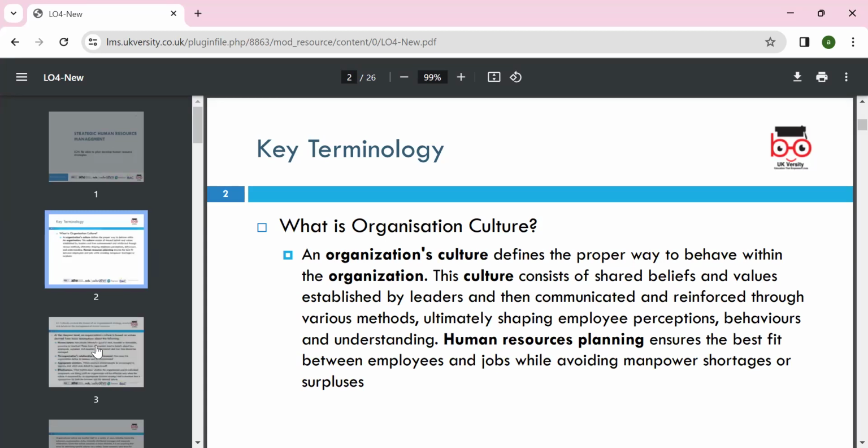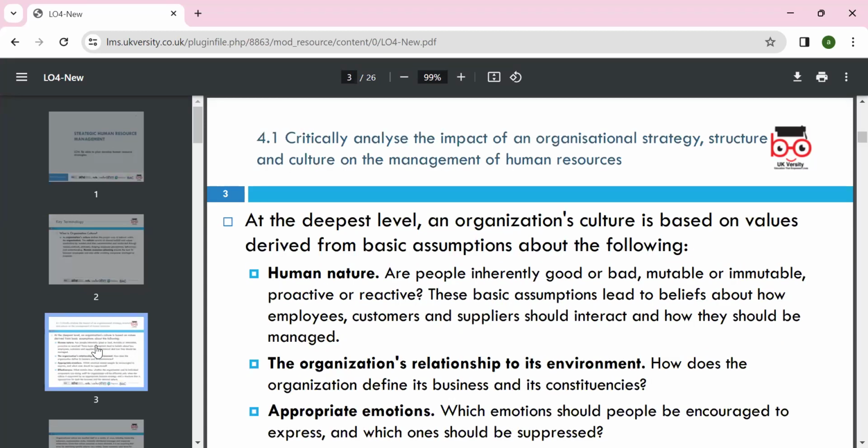shortage or surplus. So in 4.1 we have the assessment criteria: critically analyze the impact of an organization's strategy, structure, and culture on the management of human resources. At the deepest level, an organization's culture is based on values derived from basic assumptions about the following. We can look at human nature. Are people inherently good? Are they bad? Are they mutable? Are they immutable? Proactive or reactive?